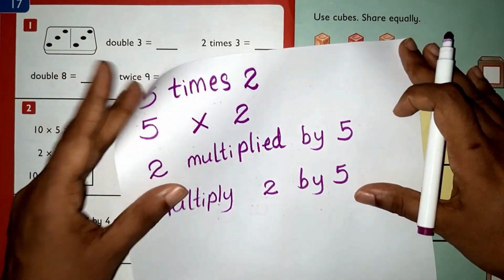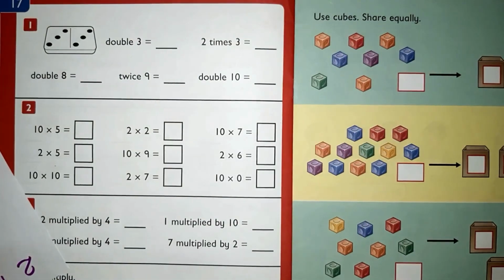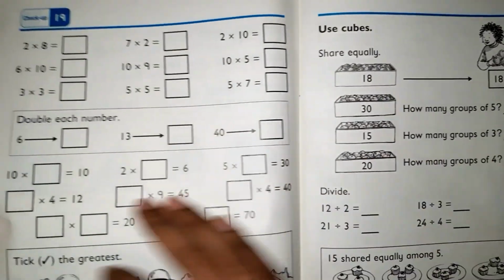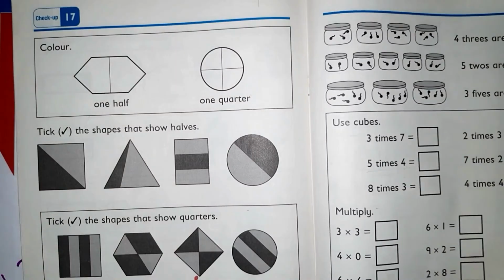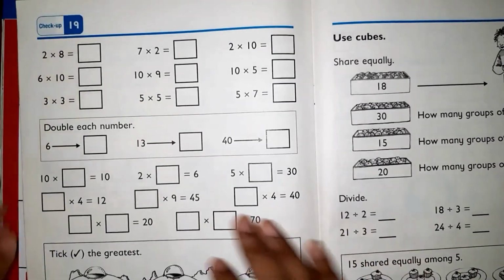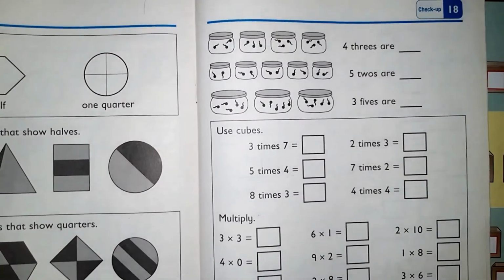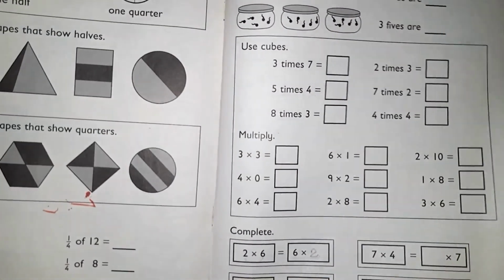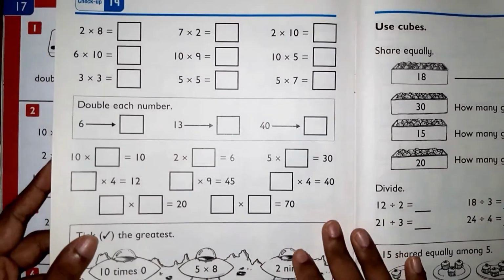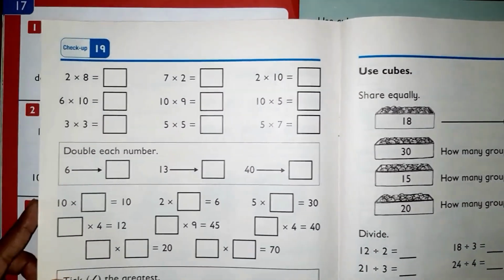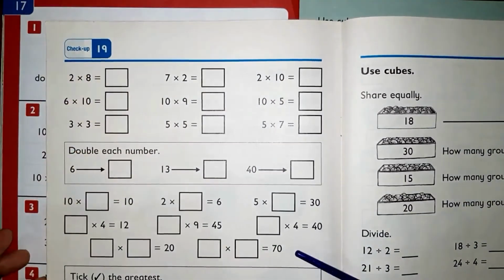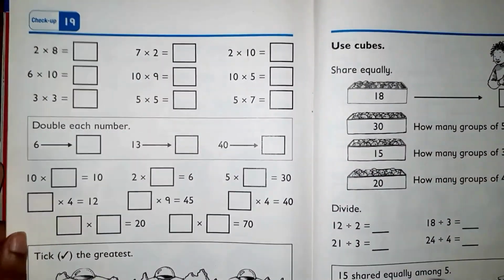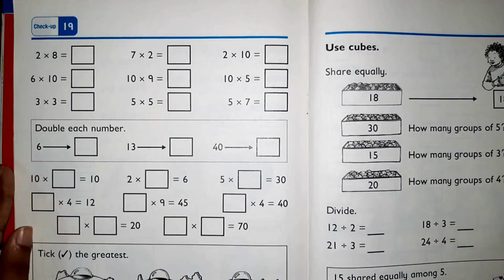Now let's move to the checkup book here. In the checkup book also you have to complete up to page number 19. Yesterday I gave the activities on page number 18. I hope you have done that one. Then you have to move to page number 19, and it is very good if you can do this one also after memorizing the 5 times table. Okay, that's it for today.